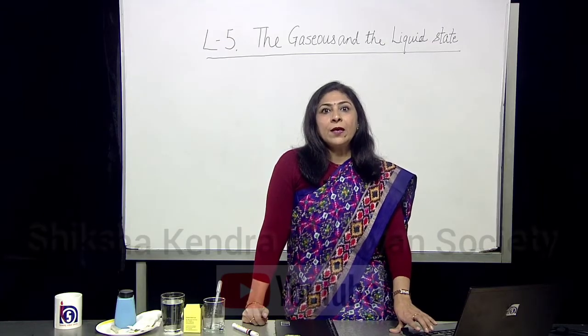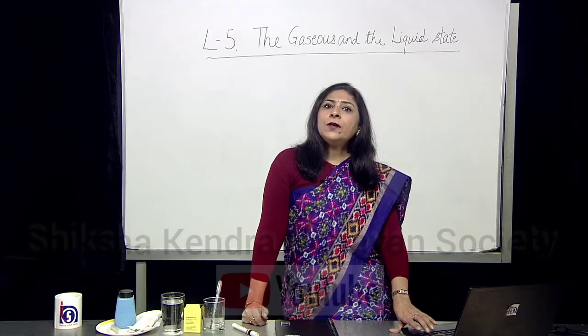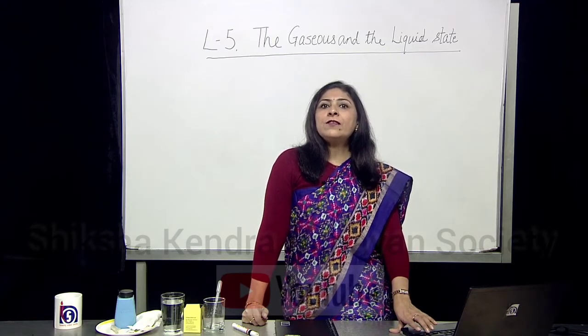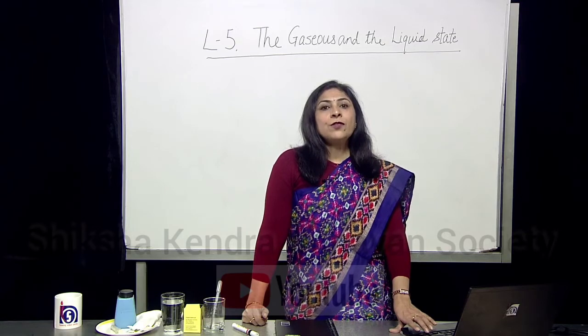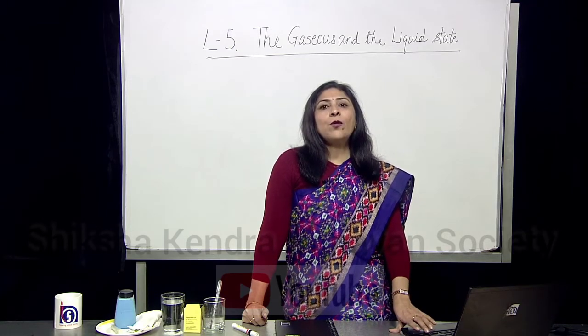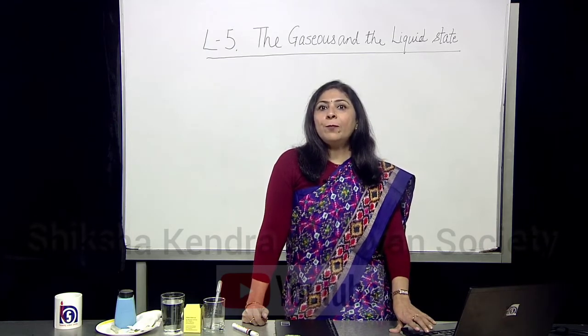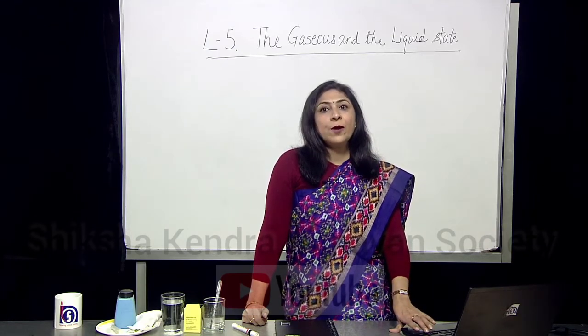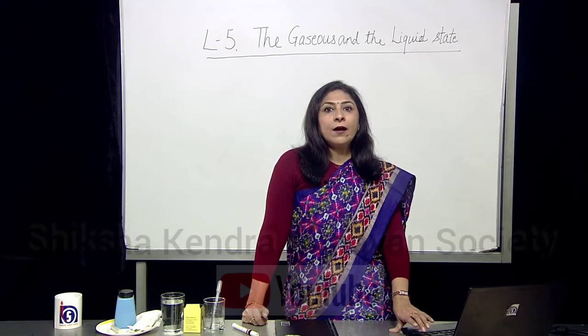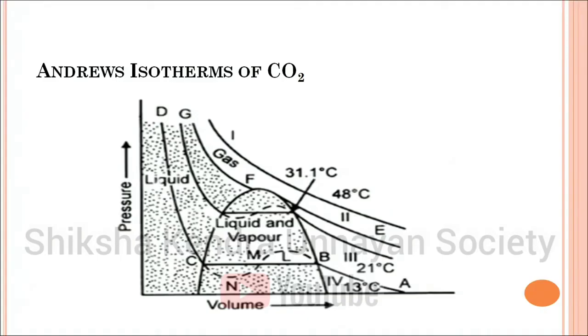Now, at B, what happens over there? The liquefaction of the gas just starts at B. So, the gas condenses at constant pressure from B to C. So, liquid and vapor phases coexist. That is why you can see in the graph the straight line from B to C. It means vapor and liquid phases coexist over there.